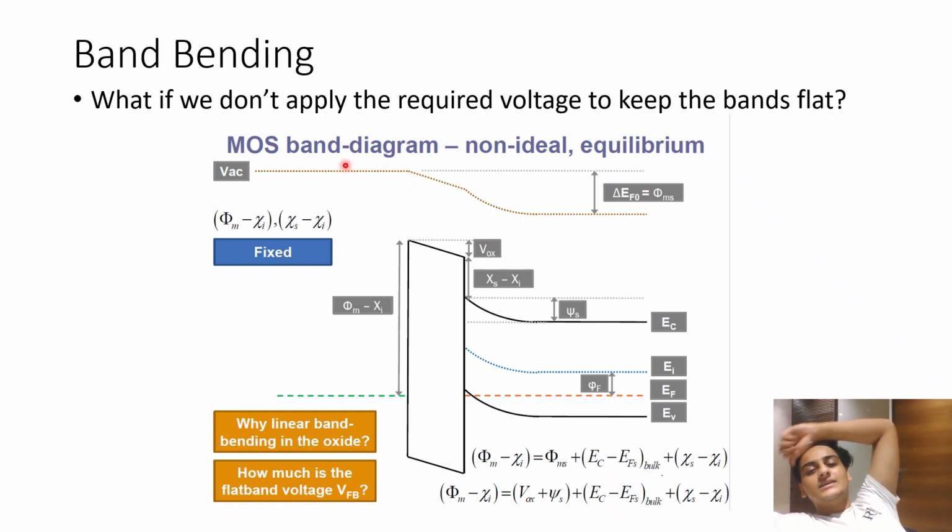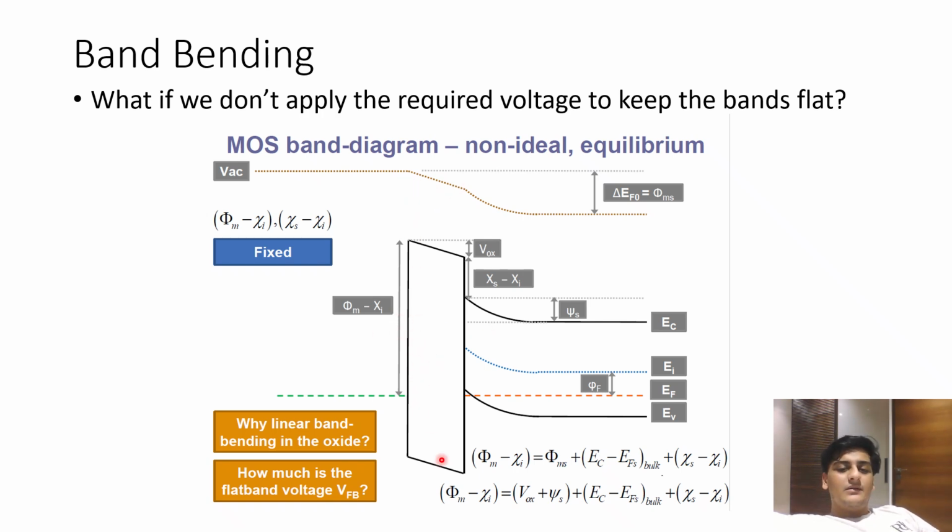And to answer this question, I want to note that this band bending is kind of how the energy is moving, and we know that energy and voltage are proportional to each other, so this is kind of how the voltage is moving. We know that the electric field is the derivative of voltage. So linear band bending basically just means a constant electric field.